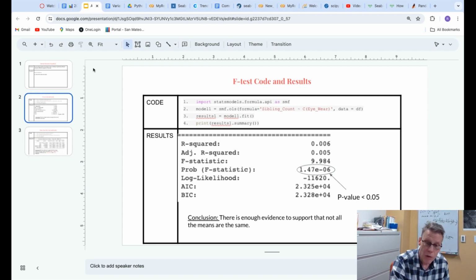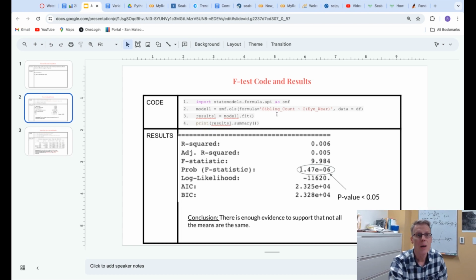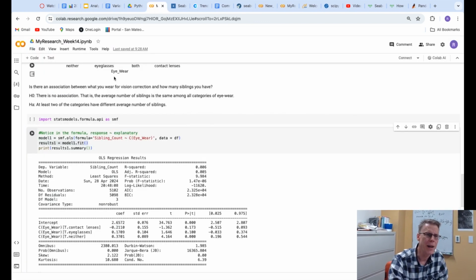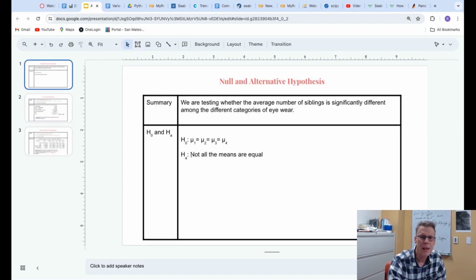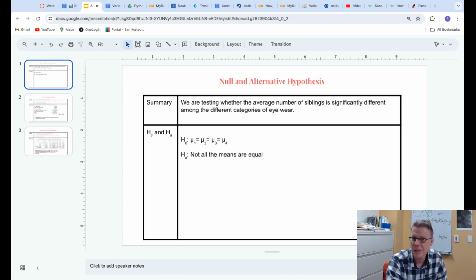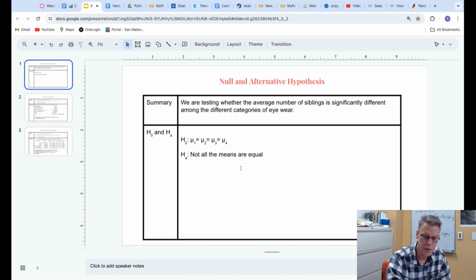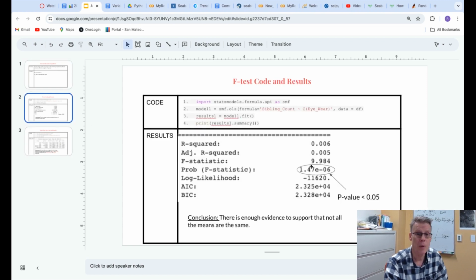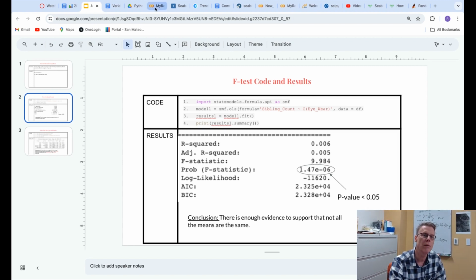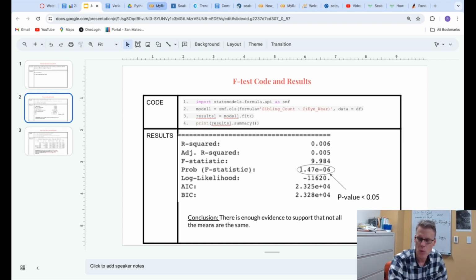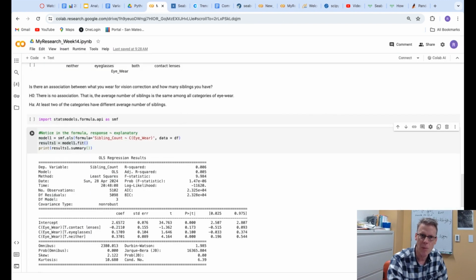Unfortunately, or maybe fortunately, depending on what you're trying to figure out here, we're not done. And the reason we're not done is, not all the means are equal, but which ones aren't equal to which ones? So there's something called a post hoc. Post just means after. So after you've run the test, if you have significance, if you really have a p-value that's less than 0.05, then you go back to do some more coding to figure out which categories are significantly different from each other, which are so different that we think they're different in the population maybe.